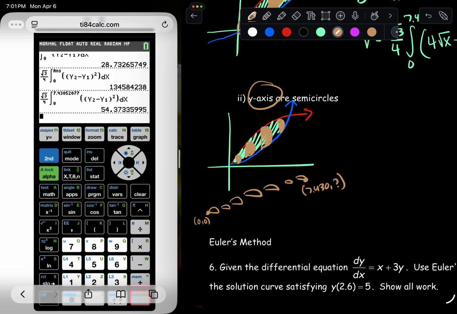Oh, it's perpendicular to the y-axis. So all of my circles are the wrong way. Sorry about that. I did it as if it was perpendicular to the x-axis, which means we have to do right minus left. My semicircle should be going this way. That way it's actually perpendicular to the y-axis.